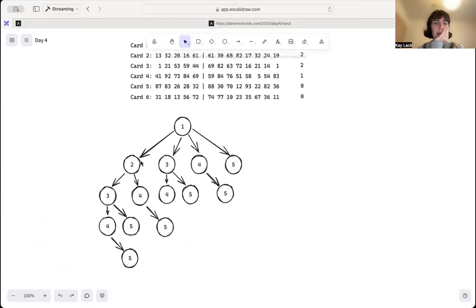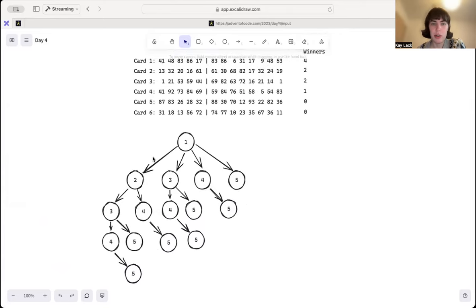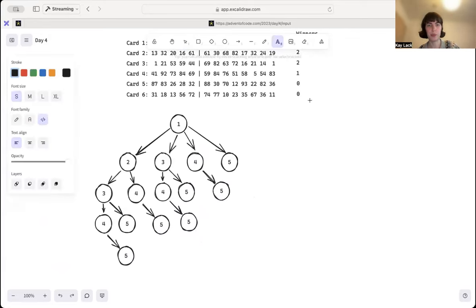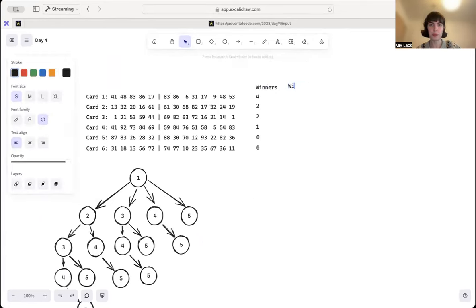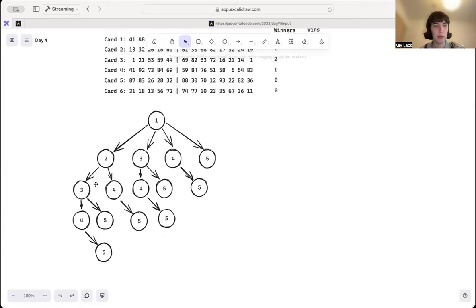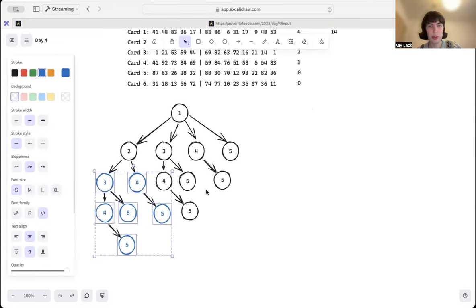So card one should win this number of cards. Wait, no, we haven't done three yet. So card one should win this number, which is 1, 2, 3, 4, 8, 9, 10, 11, 12, 13, 14 in total. So this one wins fourteen cards. Now we've basically calculated everything already. So card two wins this number, which is four, six cards.